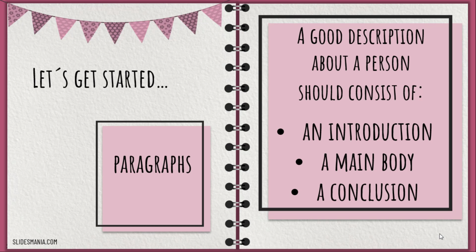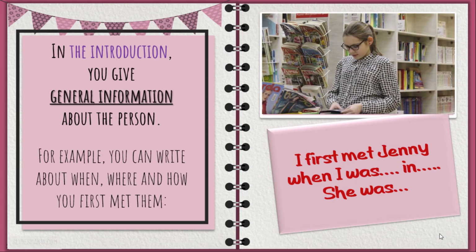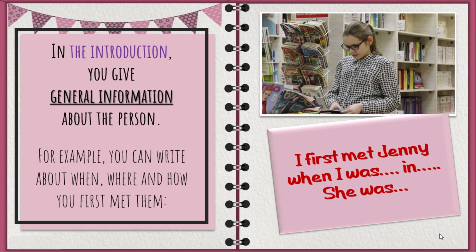A good description about a person should consist of an introduction, a main body, and a conclusion. In the introduction, you give general information about the person. For example, you can write about when, where, and how you first met them. I first met Jenny when I was buying a book in London. She was reading some magazines about animals.